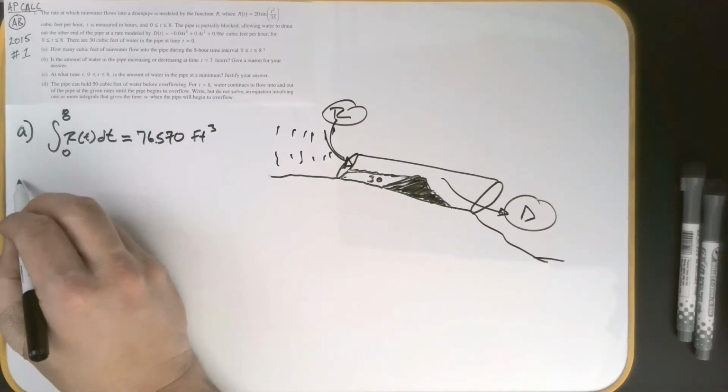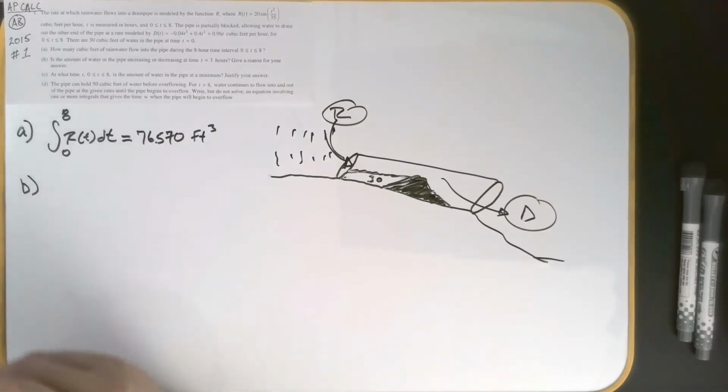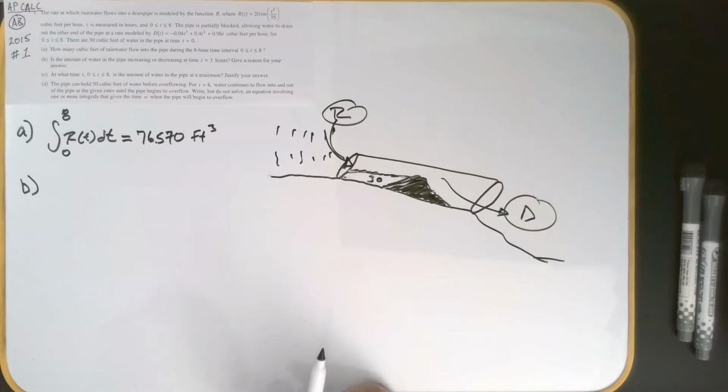part B. So, part B says, is the amount of water in the pipe increasing or decreasing at t equals 3 hours? Give a reason for your answer. Now, B is a question where you have a choice. There's an easy way to do it, and if you do it the easy way, it means the later question is going to be more time consuming.